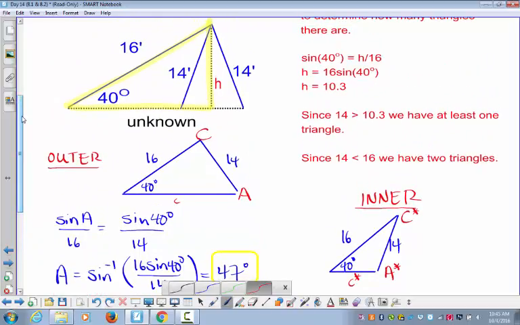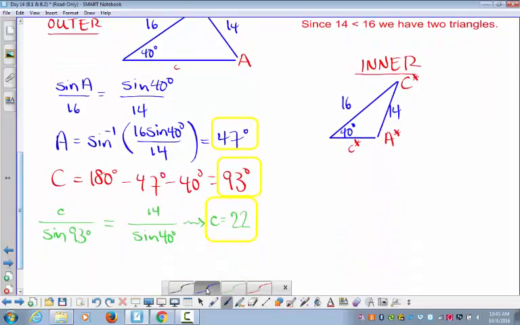Let's take a look at this original picture up here with the two triangles at once. We're going to call that angle there A, and we're going to call this angle over here, the obtuse one, A star. All right, so let's go through this carefully. Do you see that this triangle right here with the 14, oh, I guess we did have units, feet. We do have units. Let's put those units on here. 22 feet.